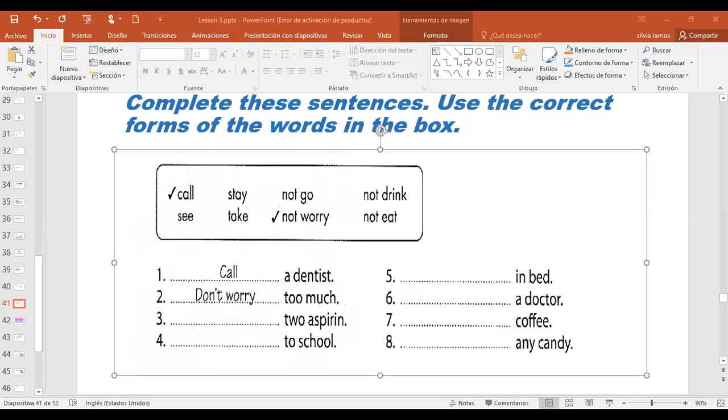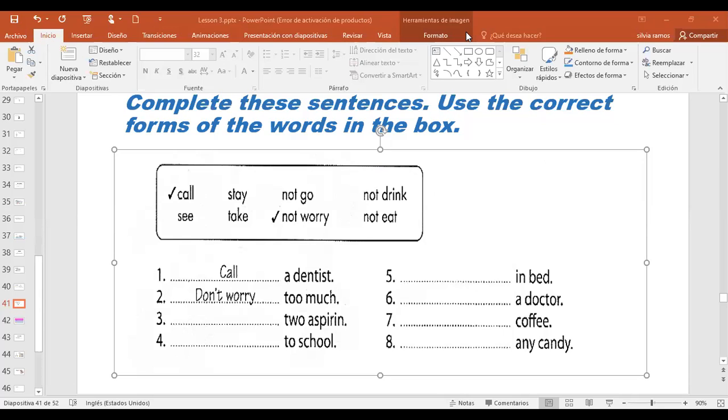Don't eat in bed. What's another option for number five? Stay in bed. Very good. For example, when you're sick, your moms tell you, go to bed, stay in bed, right? So it's the same thing. But also, it's another option. It's possible that you say, don't eat in bed, right? That could be another option in another scenario. Okay, very good.